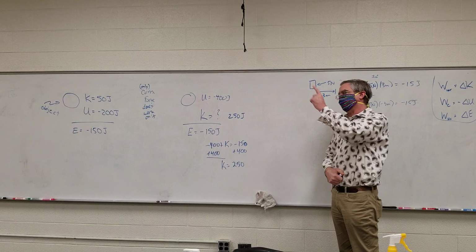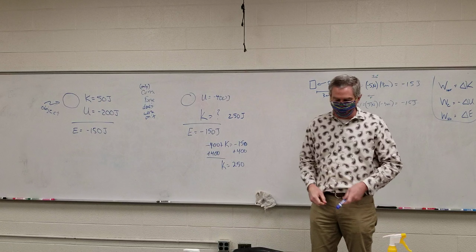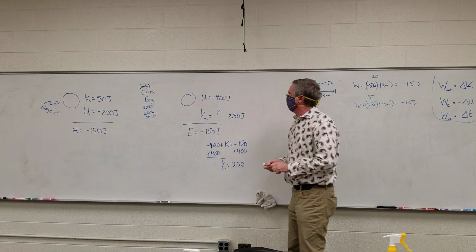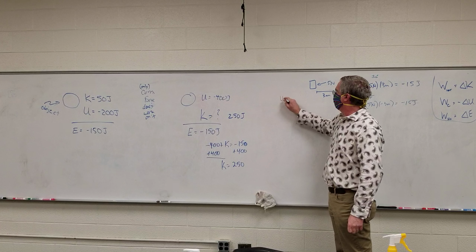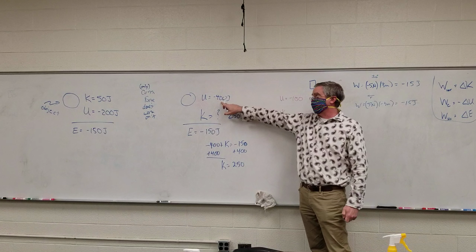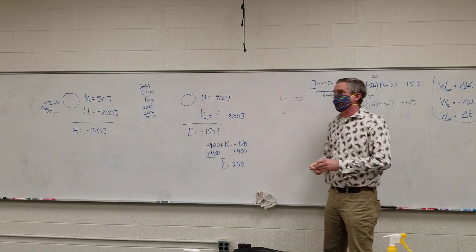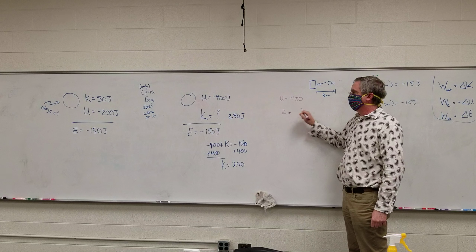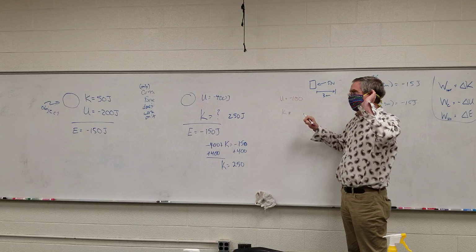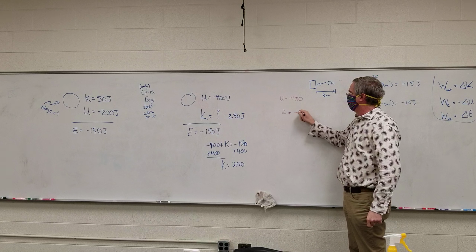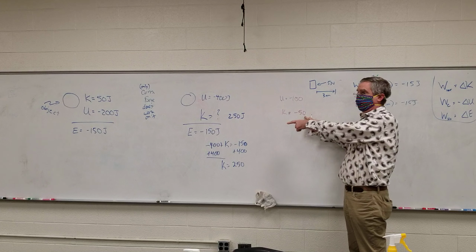All right, let's talk about that, because that actually segues into the mistake I made before. Originally, I think I said U is negative 100. If the potential energy was negative 100 joules, what would the kinetic energy have to be? 50? No, not 50, negative 50. Because when I add them together, I need to get negative 150.